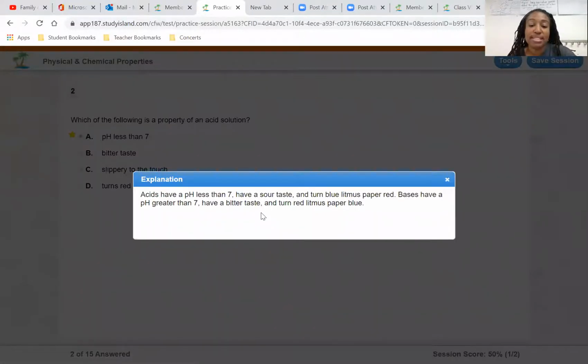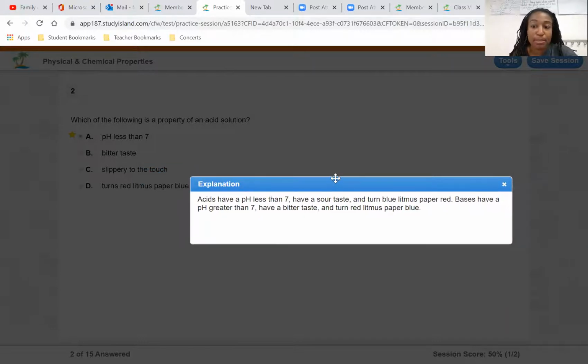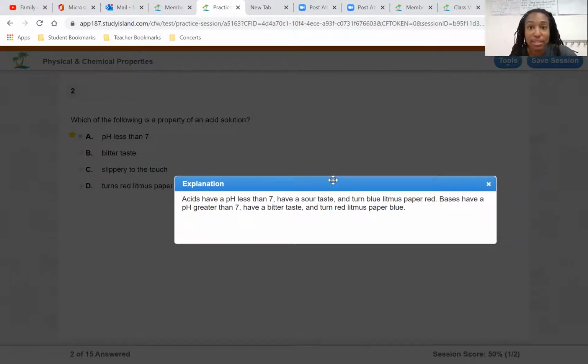Acids have a pH less than 7, have a sour taste, and turn blue litmus paper red. And then this one said turn red litmus paper blue. You see how they tricked you? You already probably know about the colors and they tricked you. Bases have a pH greater than 7, have a bitter taste, and turn red litmus paper blue.